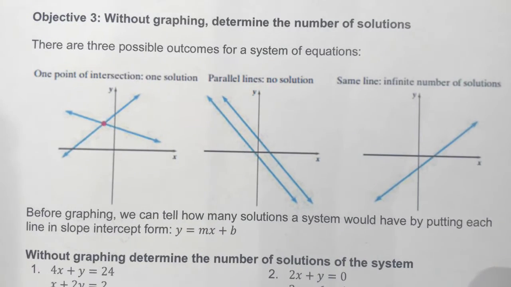So that's a pretty simple objective. We're just plugging things in. The last thing we're going to look at, we're skipping objective 2 today. We're going to come back to that tomorrow. That's where we're going to be graphing some things.